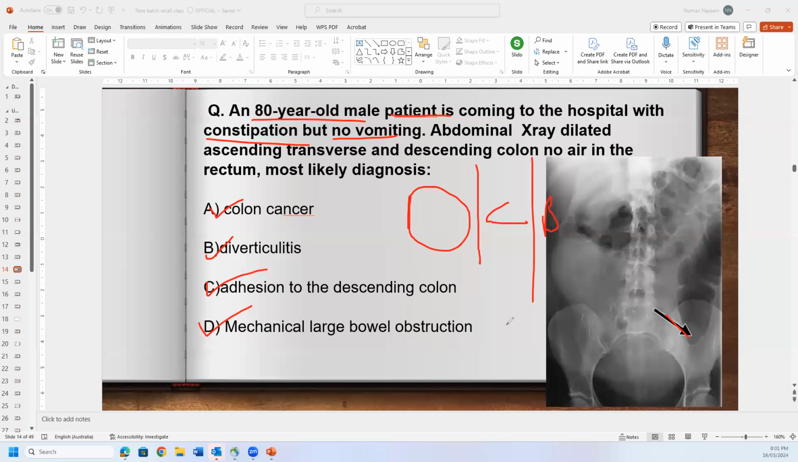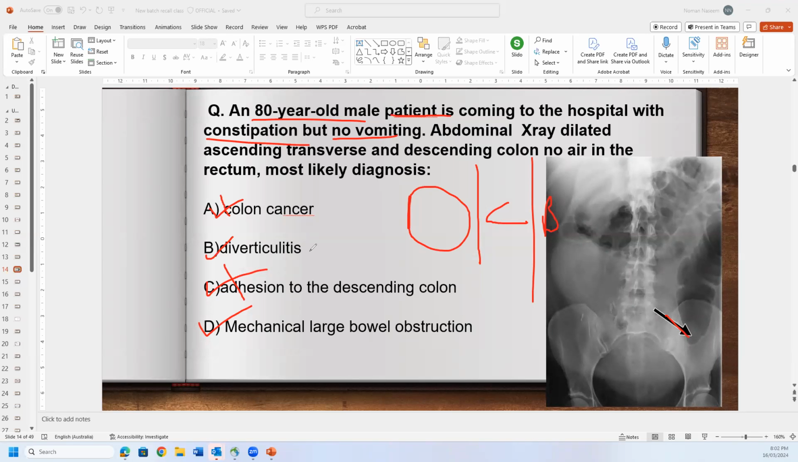So it can be cancer, it can be adhesion. We don't know what it is, because they haven't given us any clinical signs or history of cancer, so we can exclude cancer. They haven't given us a history of previous abdominal surgery, so we can exclude the adhesions. Why is it not diverticulitis? You can't diagnose diverticulitis in a patient on an X-ray.